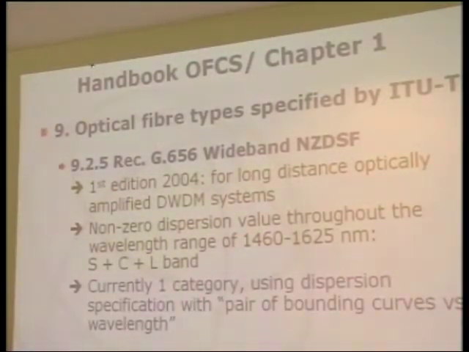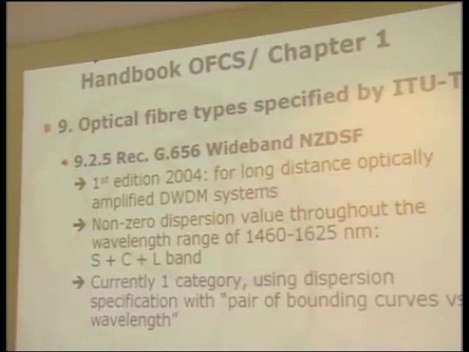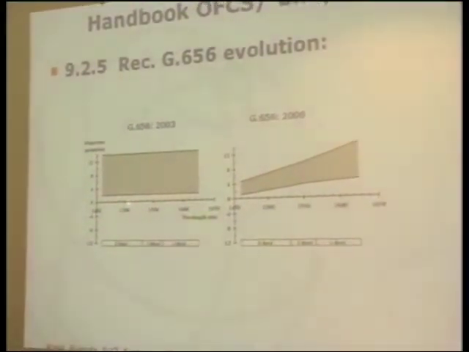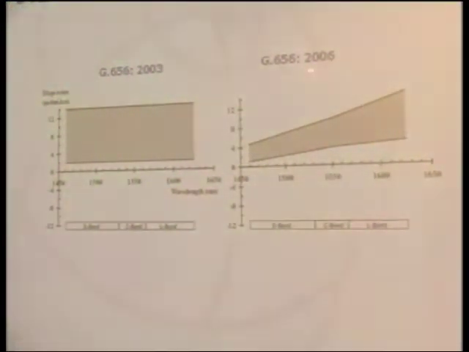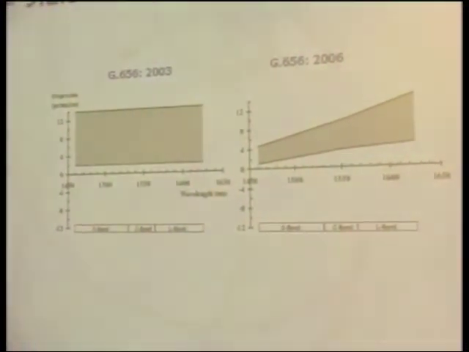And currently we have only one category, only based on this pair of bounding curves, which I explained to you just a moment ago for 655. It only looks a little bit different. The fiber was created with this box specification, and also in 2006 we replaced it by this set of boundary lines, giving a little bit more real approach to how dispersion is changing over the wavelengths. So we have in fact two NZ-DSF categories, 655 and this one, 656. Any question on that?